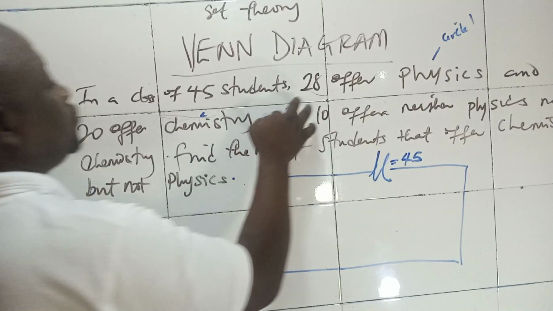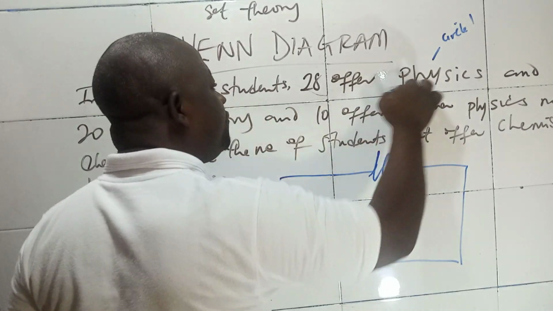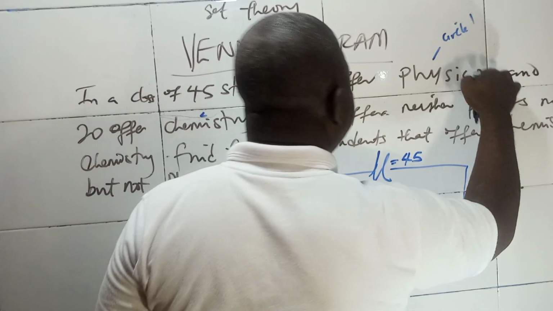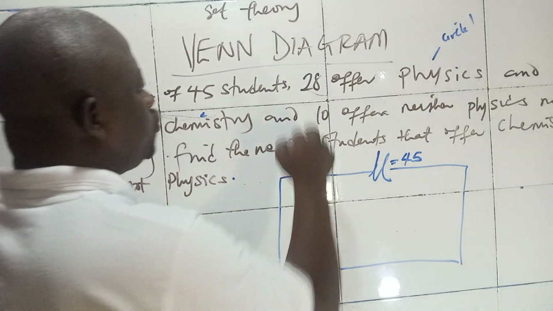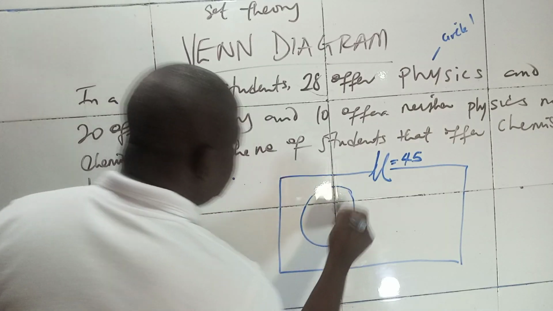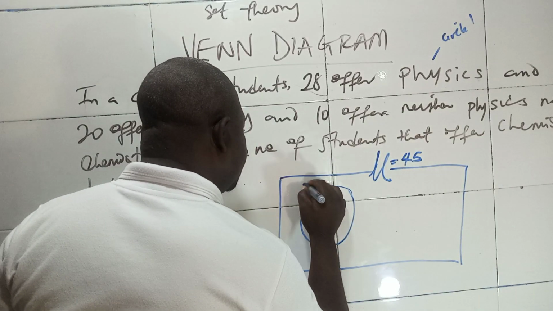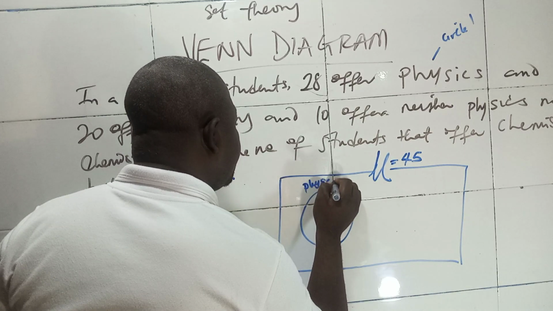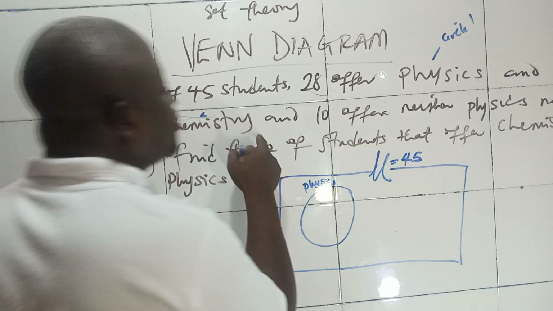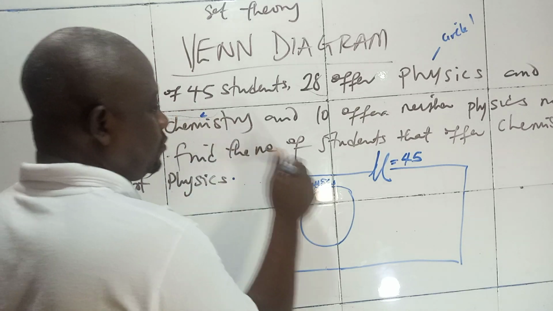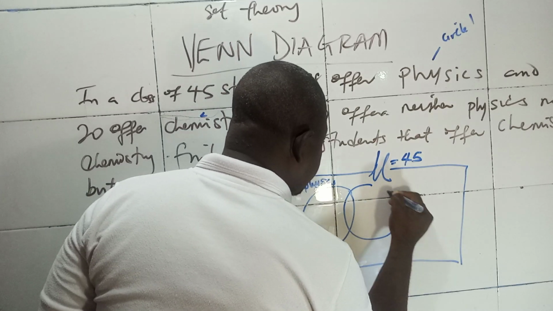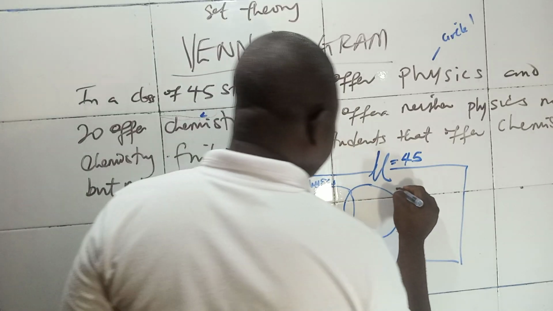So they said 28 offer physics. You draw your circle. This is physics. And 20 offer chemistry. This is chemistry.